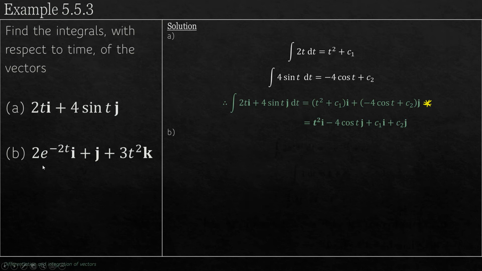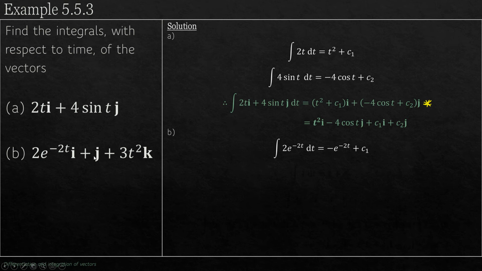So part B, same process. Integrate each component separately, put it all together at the end. So integrate the i component. It's a good idea once you've done all these integrals to check they are correct by quickly differentiating them, ideally in your head. Or if you need to write it down on paper, then go ahead and do that.